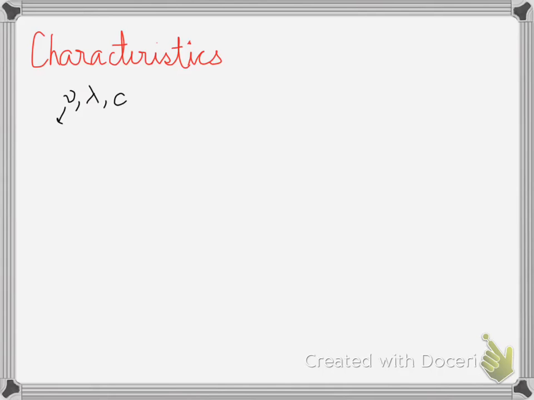The first thing is frequency. The second thing is called the wavelength, as the name suggests, the length of the wave. And the third thing is called the speed of the wave, or I will just write speed.